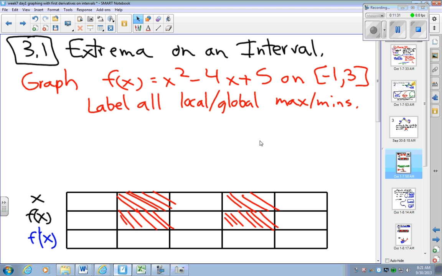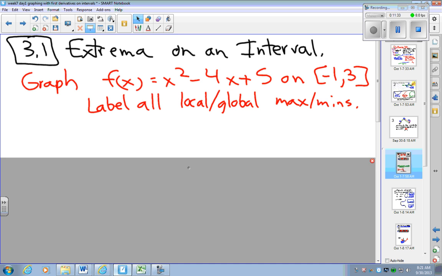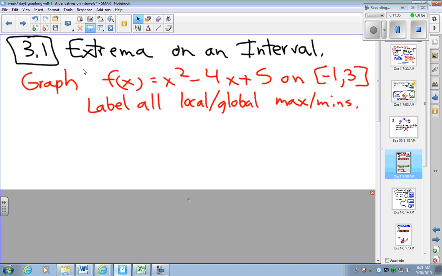Oh, I didn't want to take a picture. This section here. Extrema, which is saying maxes and mins. So the word extrema means find maxes or mins on an interval. So it says graph this guy on -1 to 3. Label all local or global maxes or mins. I'll talk about what local and global means in a second. So write this down, and then we'll take a look at it in 1 second.